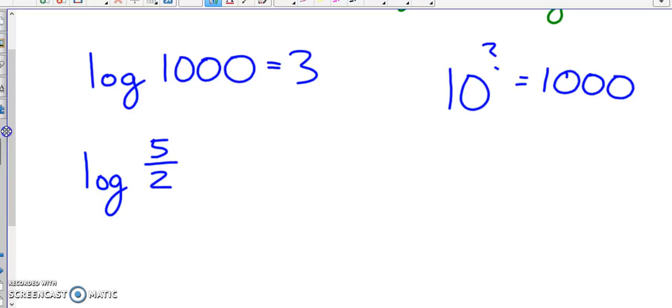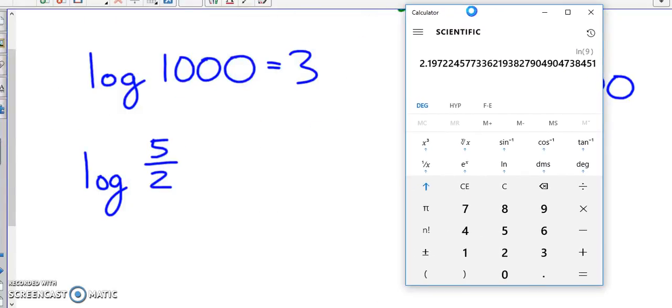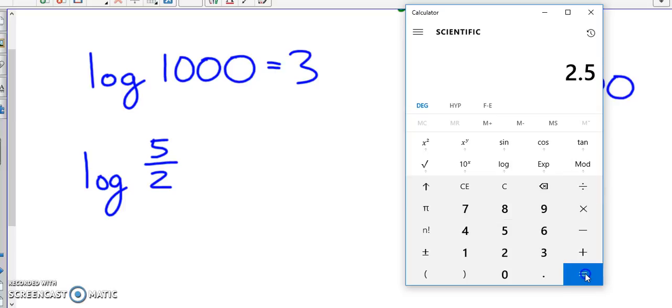Now, I don't know about you, but I'm not sure what power of 10 gives me 5 over 2. But your calculator should have a log button on it. So your calculator can compute log base 10. So if I do 5 divided by 2, that'll be 2.5. And then I take the log of it, that comes out to be approximately 0.398.